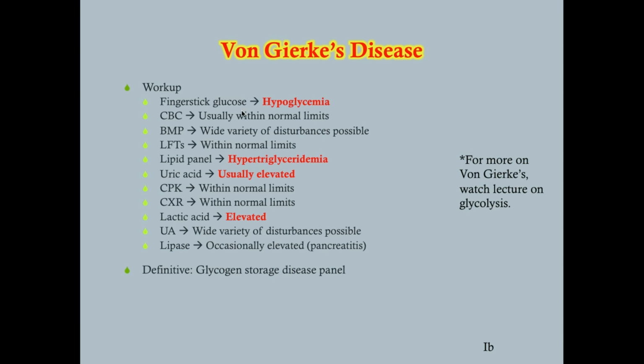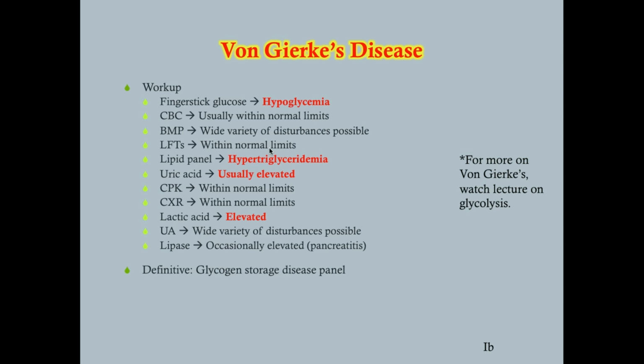Okay, so the finger stick glucose will show you a hypoglycemia, which makes sense based on the mechanism of this disorder. CBC should be within normal limits. BMP can be all over the place. Remember that because they have glycogen accumulating in the kidneys, because they can form uric acid stones, they can get an acute renal failure. They can also develop a chronic kidney disease because of insults to the renal tubules. So you can have a wide variety of disturbances depending on where you're at with your kidneys.